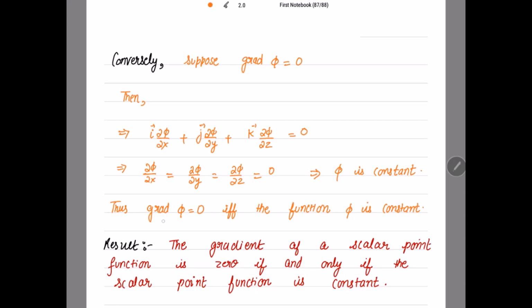So thus grad phi is equal to 0 if and only if the function phi is constant, meaning the result is true both ways. IFF means if and only if. So there is a result: the gradient of a scalar point function is 0 if and only if the scalar point function, that is your phi, is constant. Right?